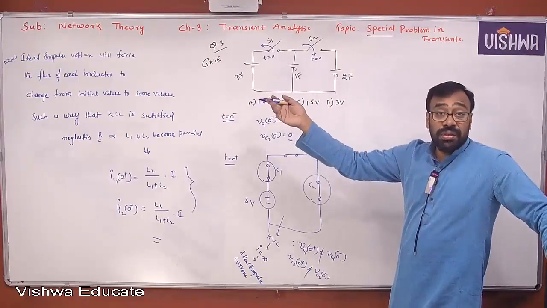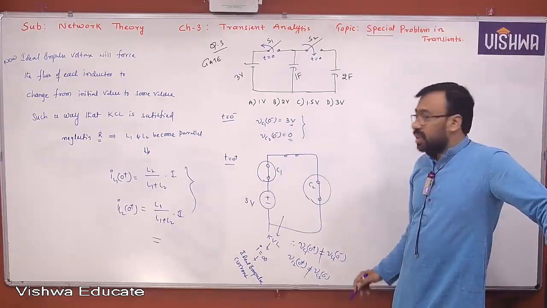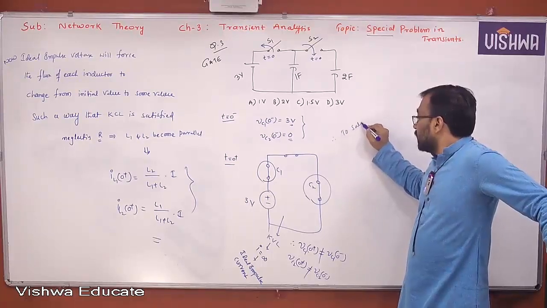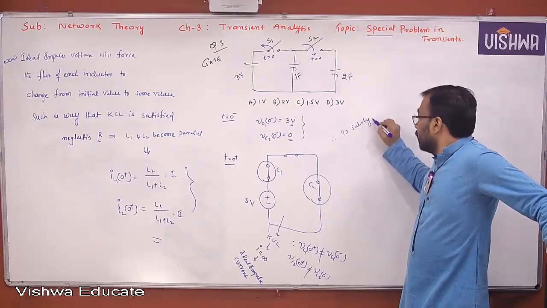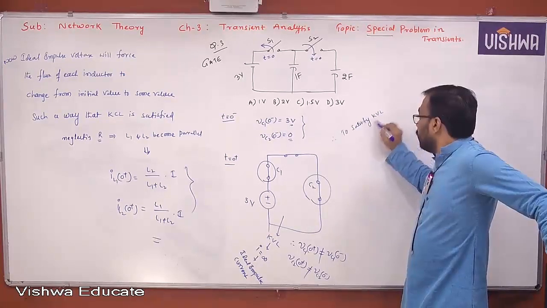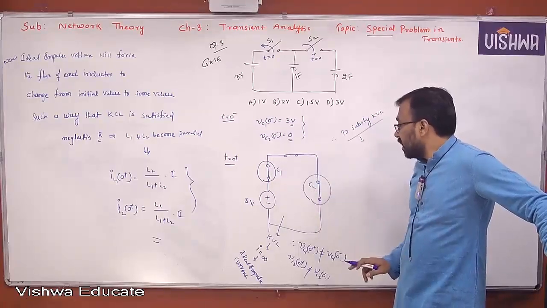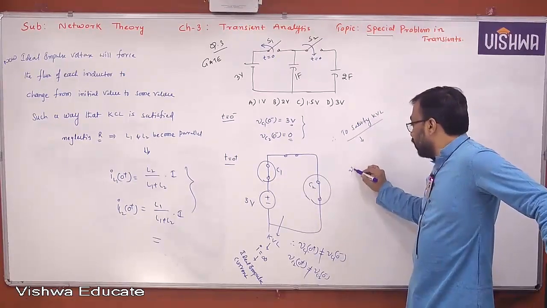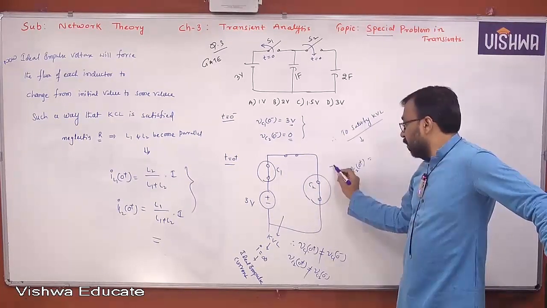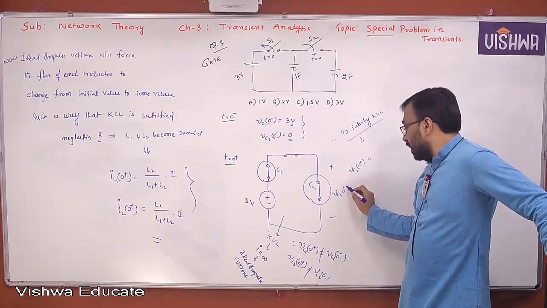Which value? The value for which Kirchhoff's voltage law is satisfied. So now, to satisfy KVL, look at this. This voltage must be divided between these two. Yes or no, all of you? Now what is Vc2 of 0 plus? Because these two are in series, you can say this is Vc2 of 0 plus.